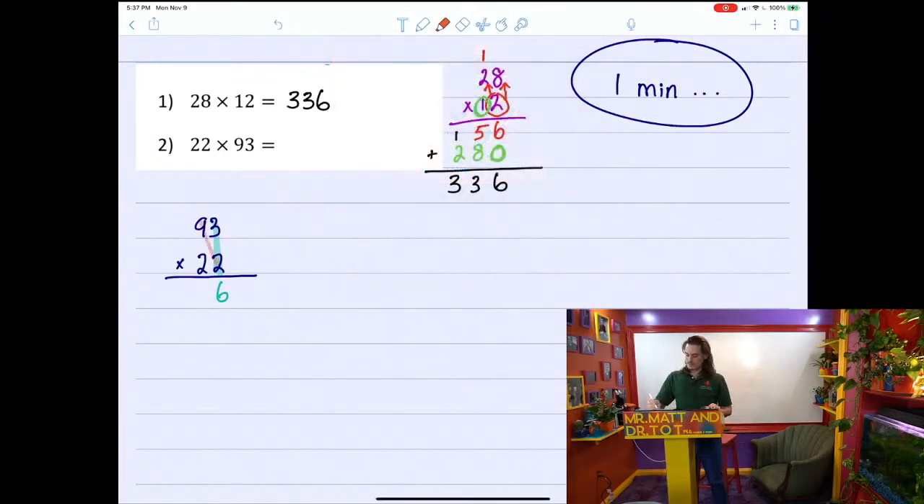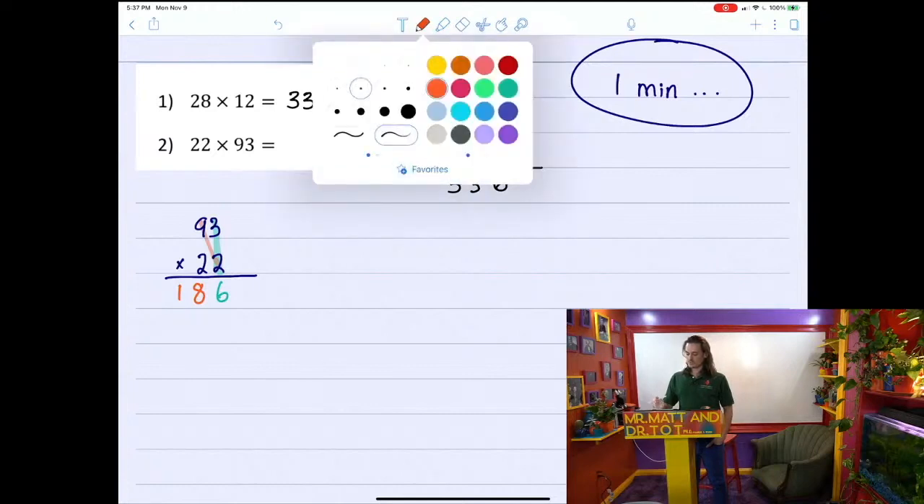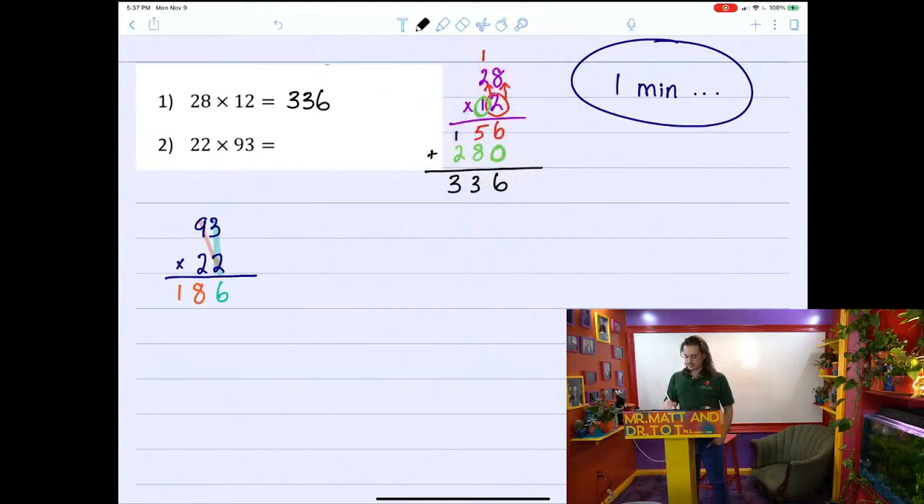So now, 2 times 9. I have 18, but I don't have any other place to regroup it over. There's no hundredths value in 93, so I just write out 18. 2 times 9 is 18. Now I need to write a placeholder of 0, remember, when I move on to the tens digit.